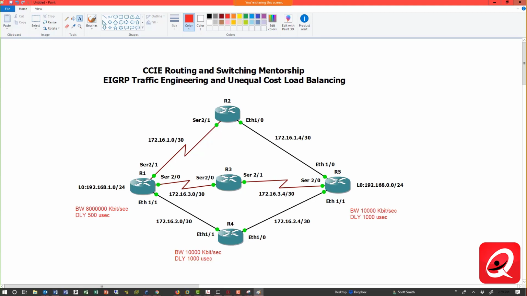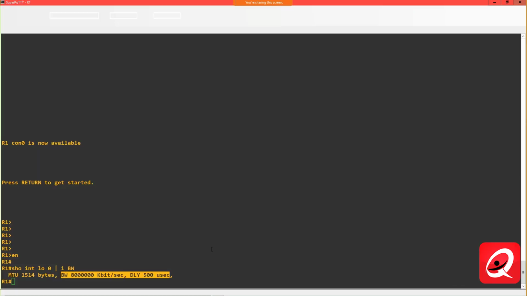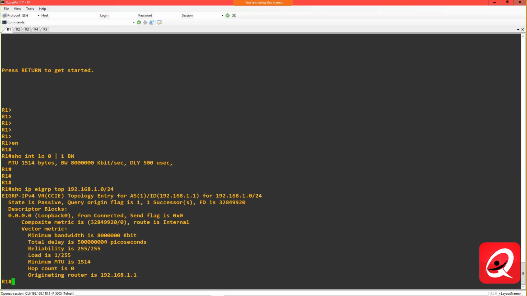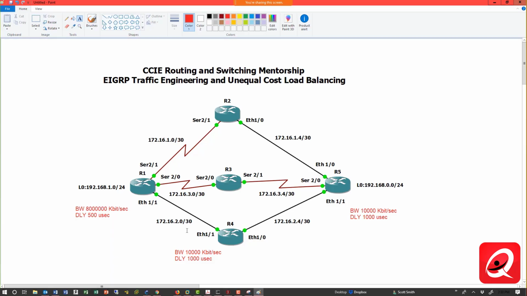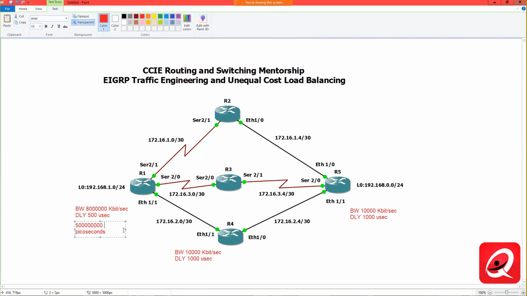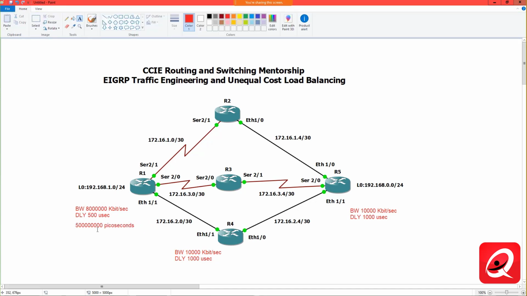So in the interest of making sure that we have the appropriate values, we can also take a quick look here and do a show ip eigrp topology for 192.168.0.0/24. On this side, it's 1.0/24. And we can see that it is actually calculating the delay in the appropriate amount. And I could even add that value to our topology diagram, because we're now going to calculate the metric that's going to be used for this particular interface.